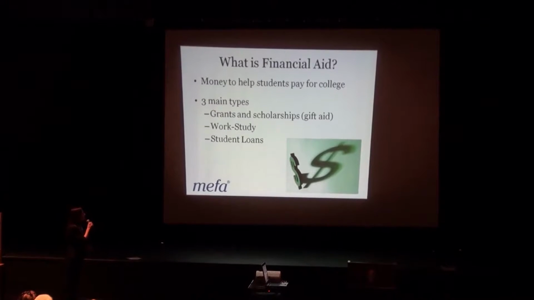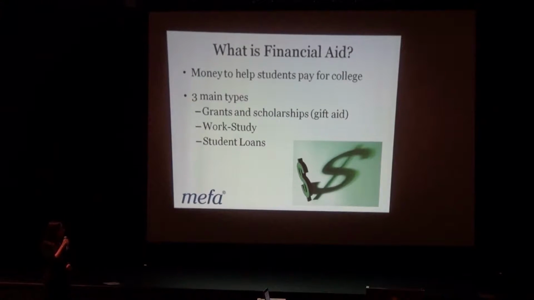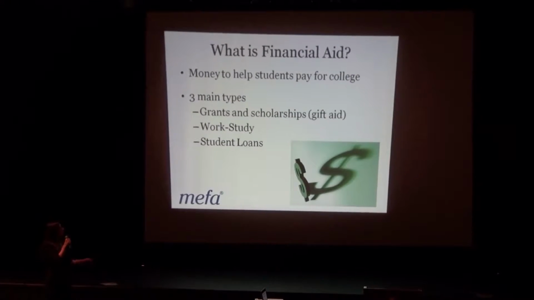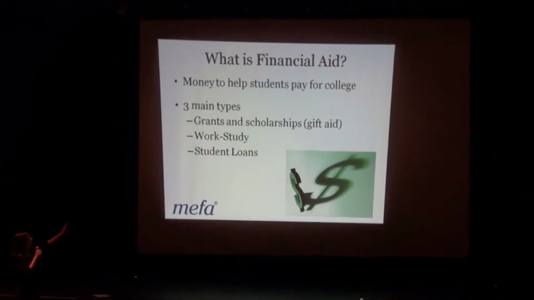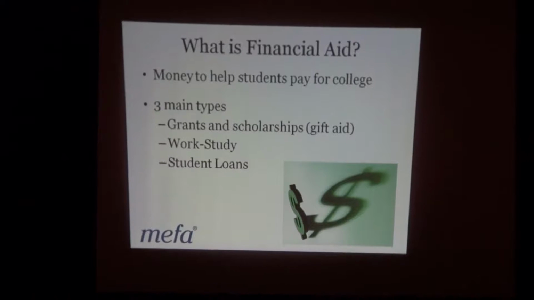So what is financial aid? Basically, it is money available for students to pay for college. The three main types of financial aid are grants and scholarships, which are gift aid, and we'll talk about the distinction between merit-based and need-based aid. Then there is work study, which is money allotted from the government to schools, and it supplements a student's wages when they have a job.